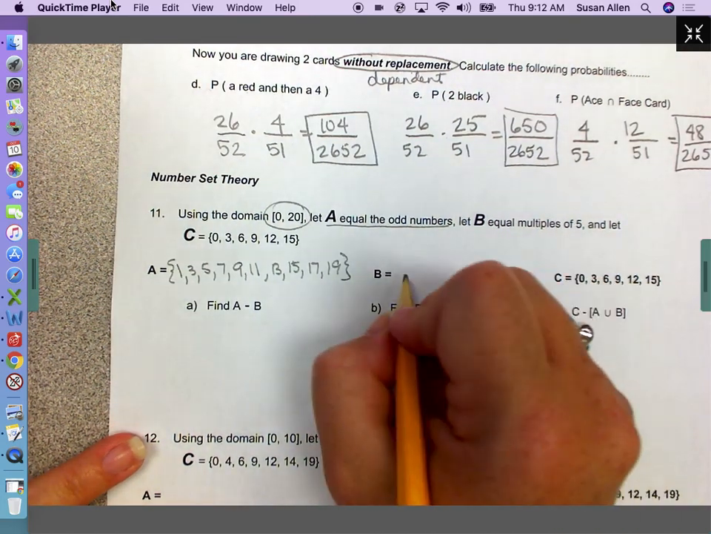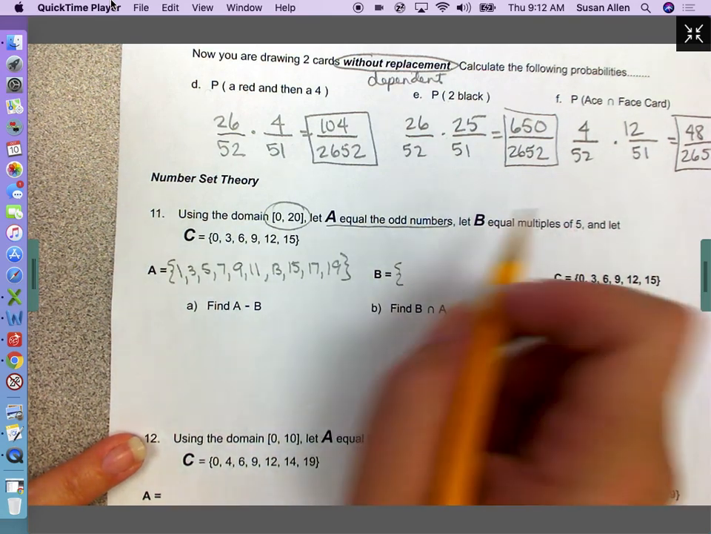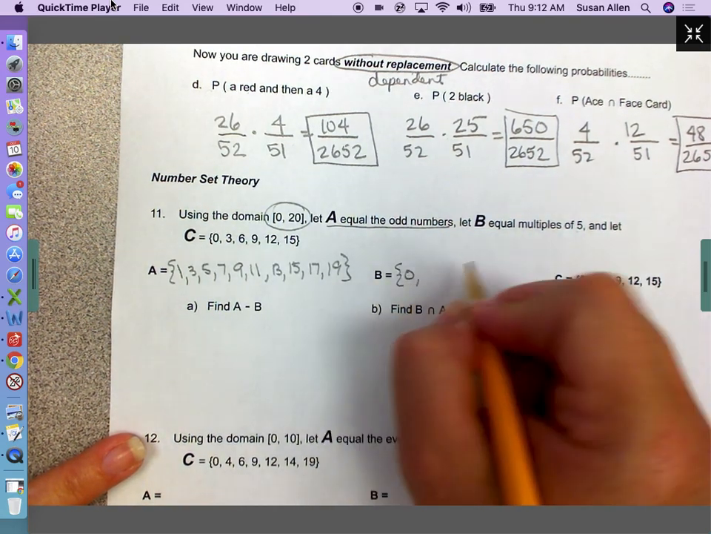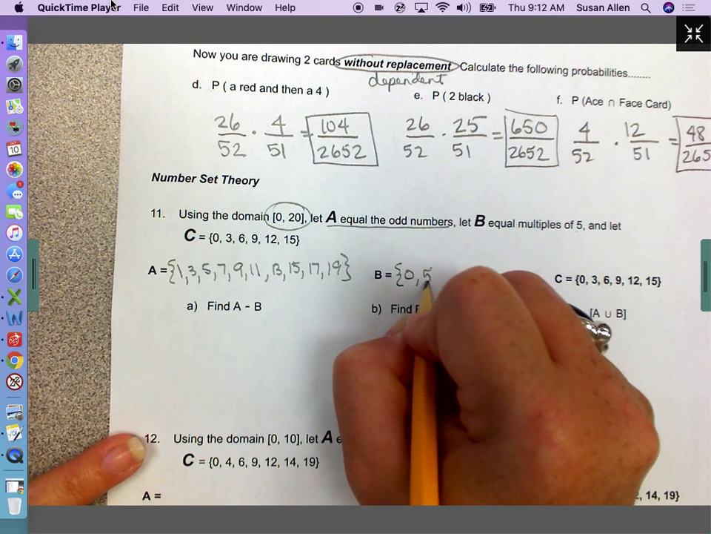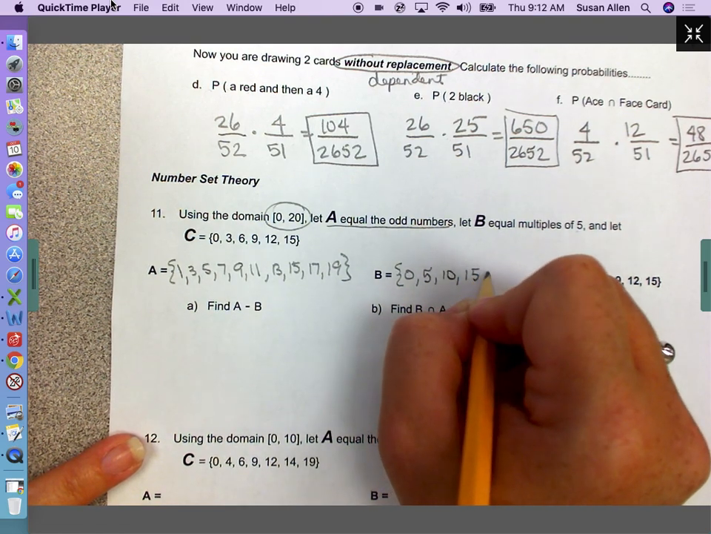B are going to be all your multiples of 5. 5 times 0 is 0, so we have to start off with 0. 0, 5, 10, and 15, then 20.